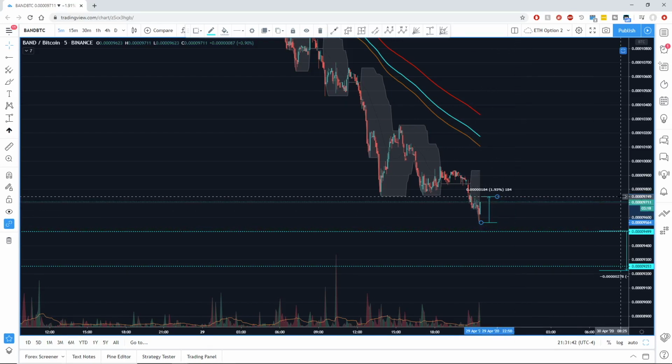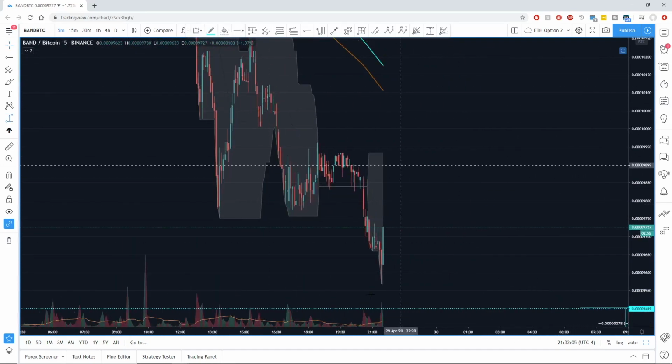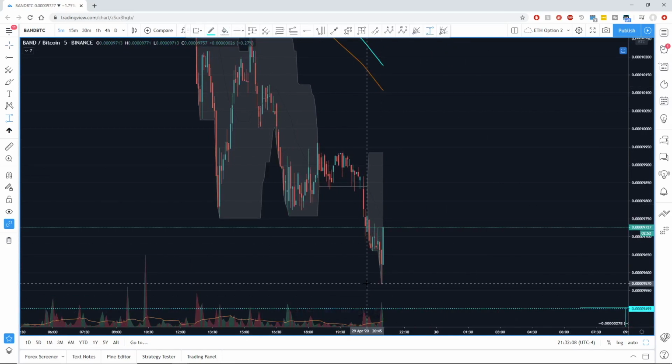And it looks like that's where we're headed. And even though this looks like a really small amount that we've bounced, we're already way past the amount that I would have taken profit on if I had been entering way up here.